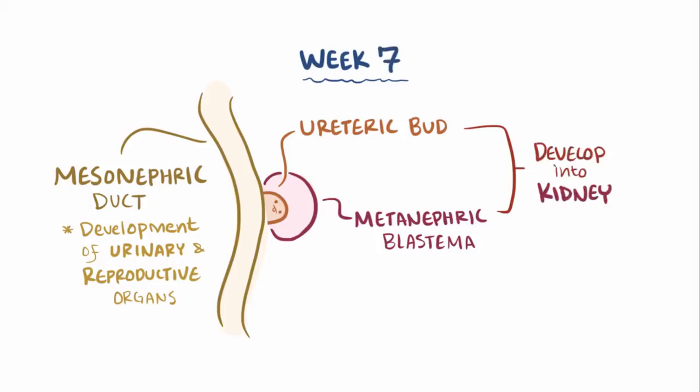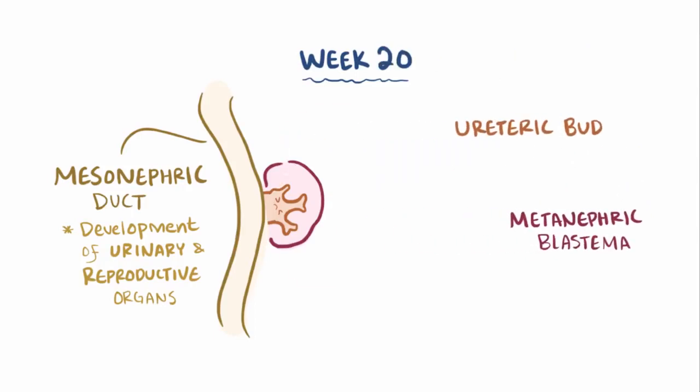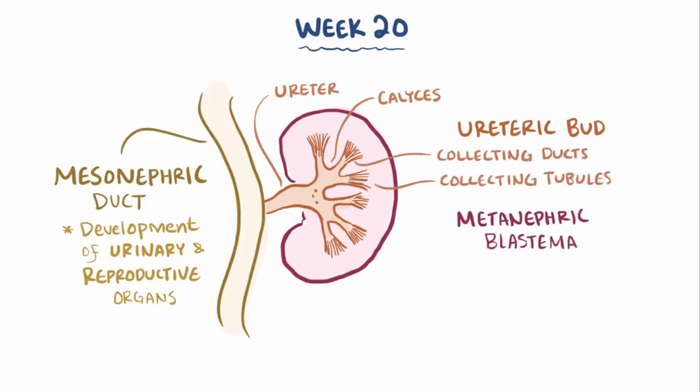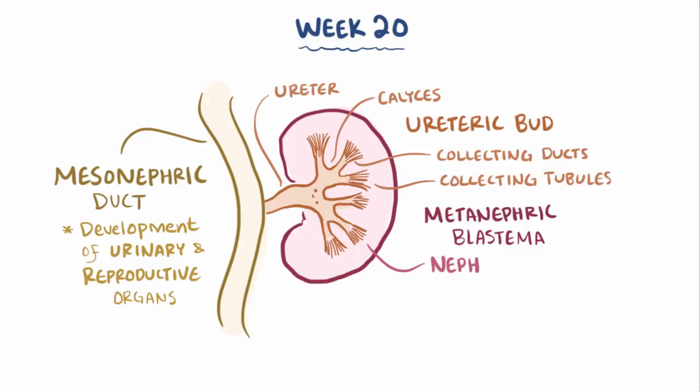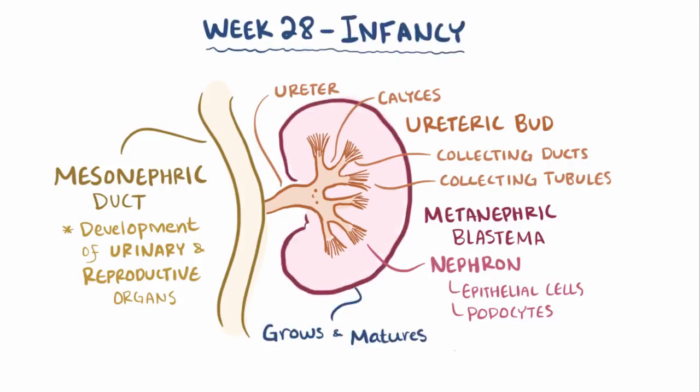At about the seventh week, nephrogenesis, or formation of the kidneys, starts under the influence of the ureteric bud. By about 20 weeks, the ureteric bud has formed the ureters, the renal calyces, collecting ducts, and collecting tubules, while the metanephric blastema develops into the nephron itself, which includes the epithelial cells and the podocytes of the Bowman's capsule. In the third trimester and throughout infancy, the kidneys continue to grow and mature.